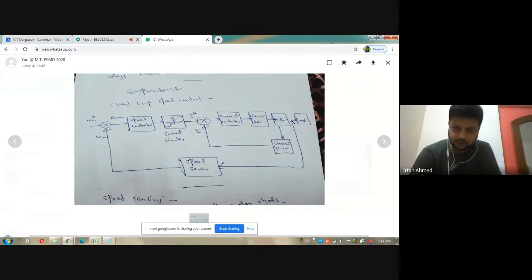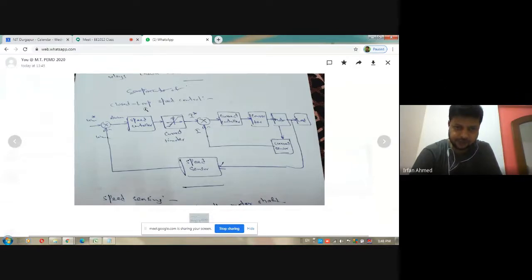Now from here you are taking the actual speed from the motor shaft. You are taking the actual speed using a speed sensor, and that actual speed is fed back here to be compared with the reference speed. This difference, reference speed minus actual speed, gives you the speed error. Now this speed error is processed using a speed controller. You have a number of options which you can use as a speed controller.